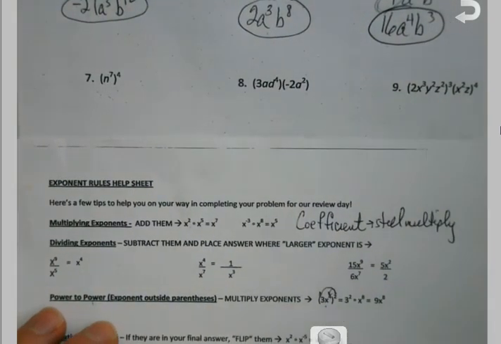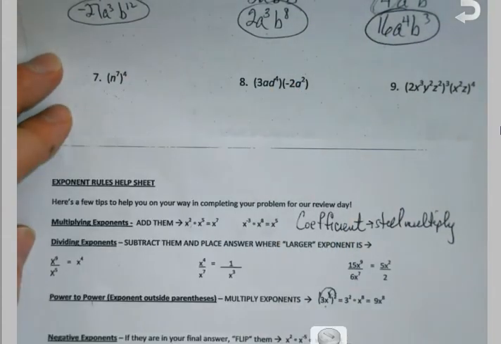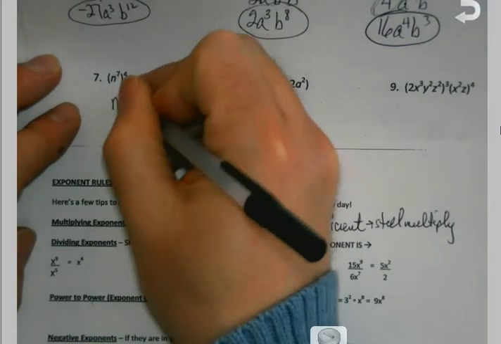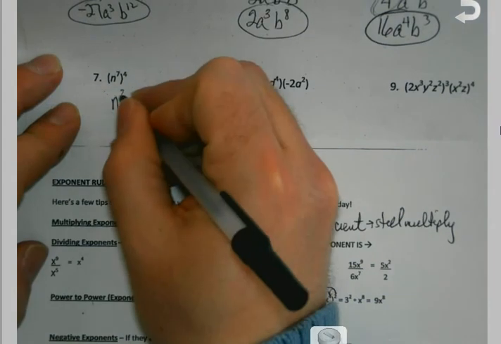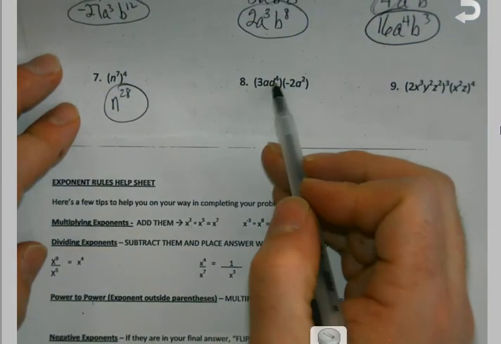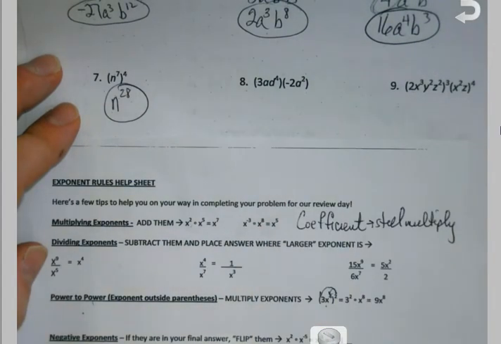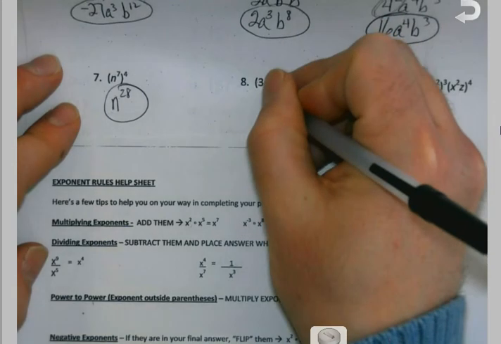Oh good, more stuff with power to power and multiplying exponents. So this one for 7, is that n to the 11th or n to the 28th? 28, because it's power to power. I'm going to multiply them. Get my answer. Here I have no power to power. I'm just multiplying things together. So I take a peek and I go, okay, I got to remember I want to add there.